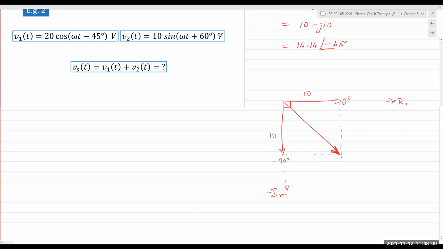The length of the vector would be root of 10 squared plus 10 squared. So you get 14.14 and minus 45 degrees. Does that make sense? Again, become familiar with the concept. As long as you understand the concept, then the math, of course, is, well, that's different.